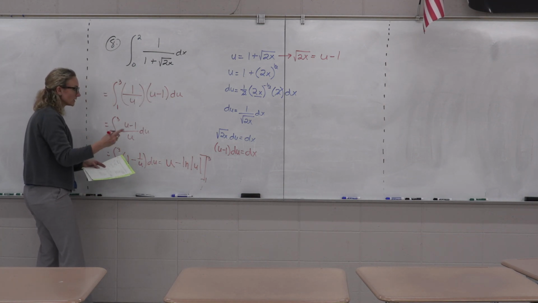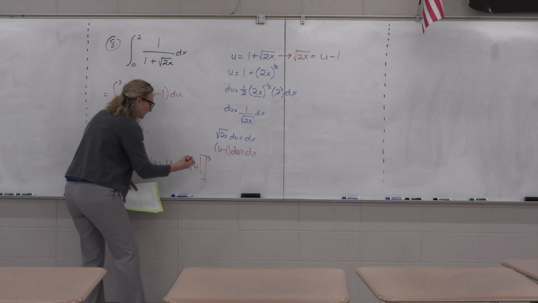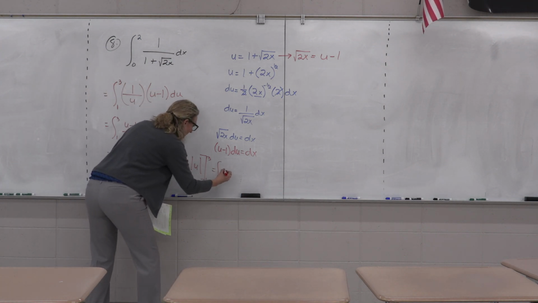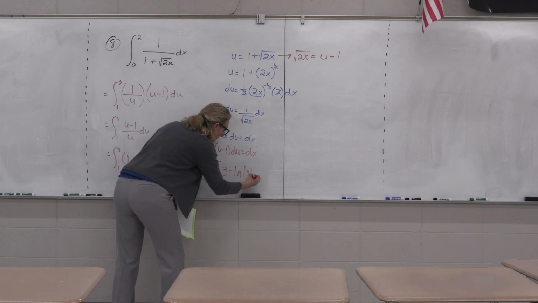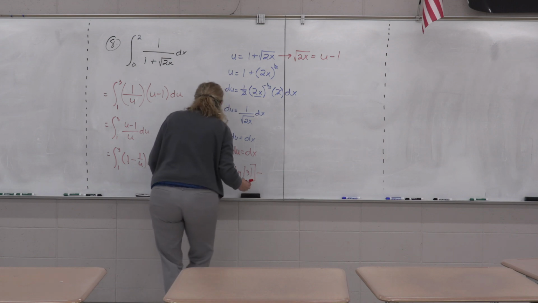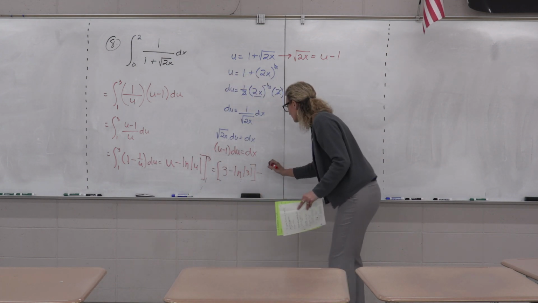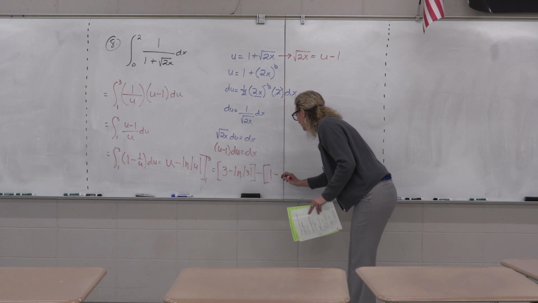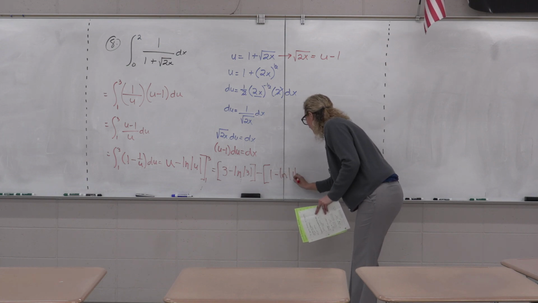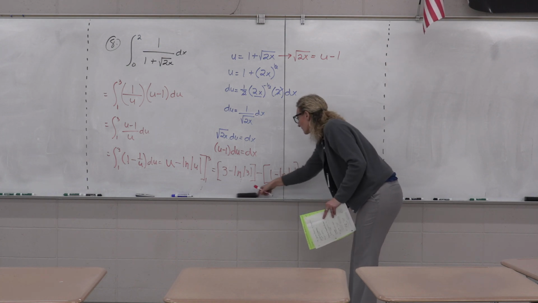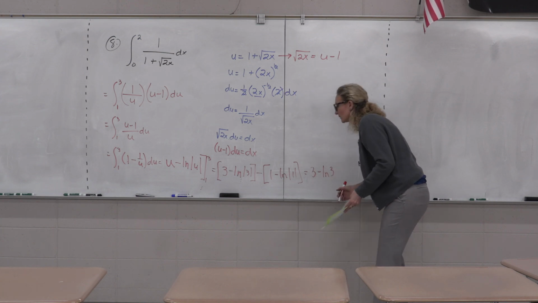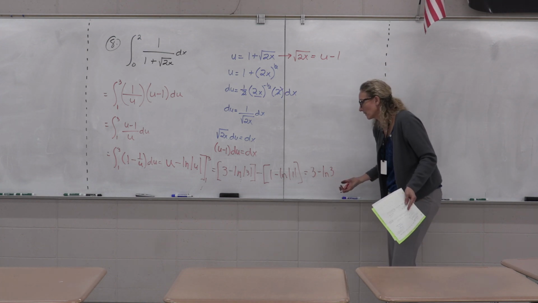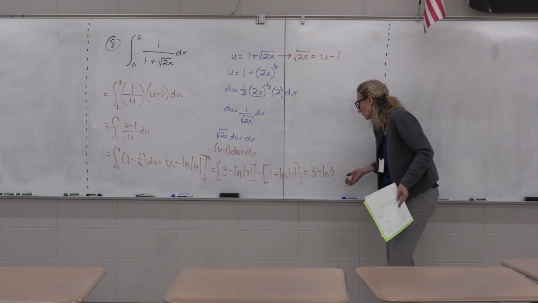So we're going to fill in the top, fill in the bottom. Equals, bracket, 3 minus the natural log absolute value of 3, minus, fill in the bottom, top minus bottom, 1 minus the natural log absolute value of 1 equals. Okay, that's just going to be 3 minus the natural log of 3. I don't need absolute value anymore because I know it's positive. If you kept it, it's not wrong, just kind of looks weird.